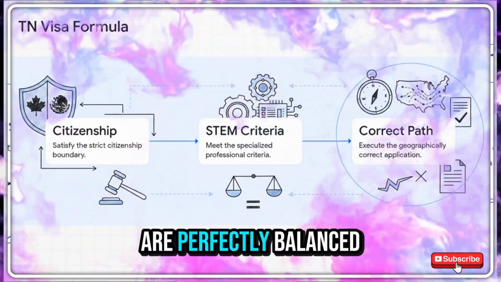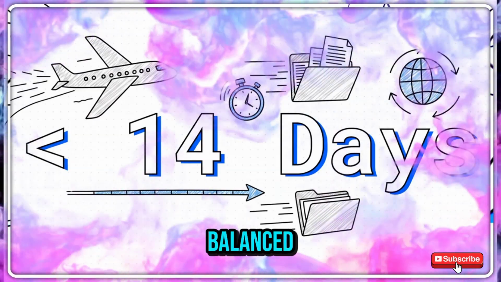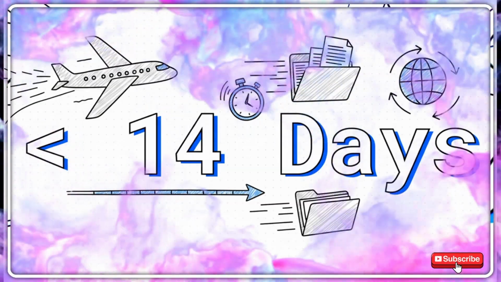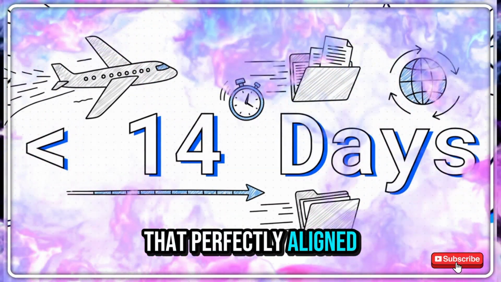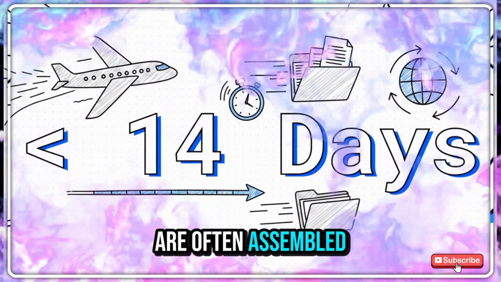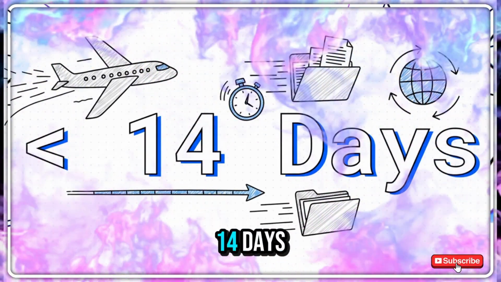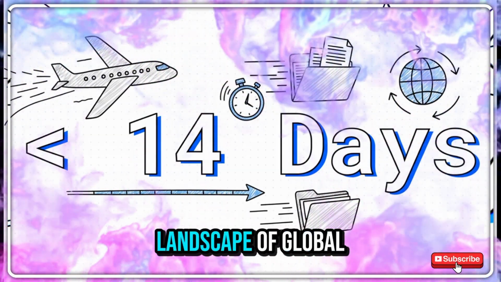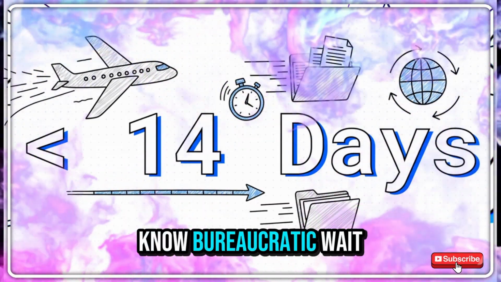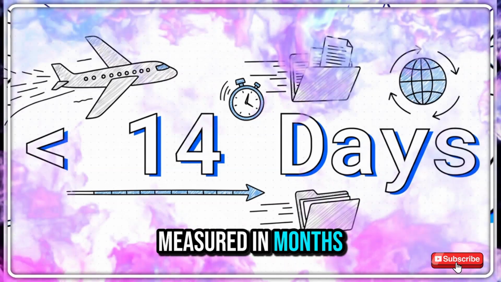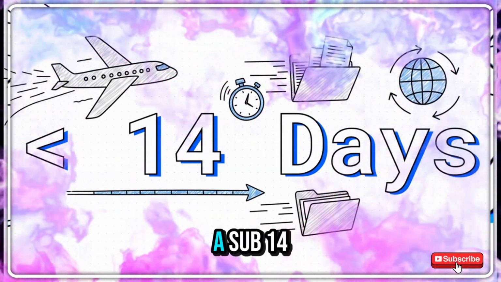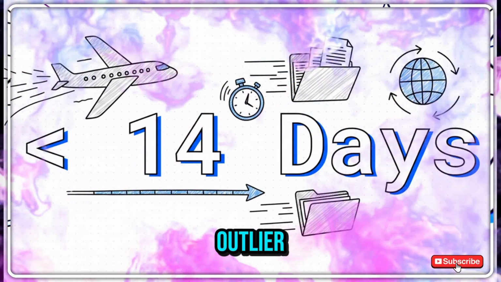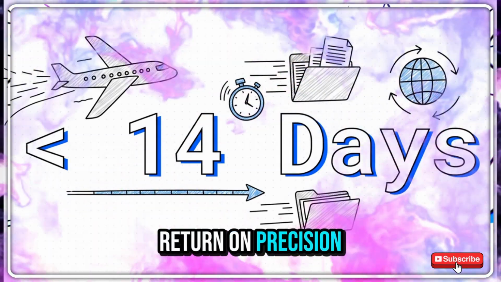But if they are perfectly balanced, the resulting efficiency outcome is a highly expedited processing phase. Expert reports indicate that perfectly aligned applications for this mechanism are often assembled, submitted, and fully moving in under 14 days, less than 2 weeks. When you contextualize that within the broader landscape of global mobility, where we all know bureaucratic wait times are routinely measured in months, or let's be real, even years, a sub-14-day turnaround is just a massive, highly advantageous statistical outlier. It's an incredible return on precision.